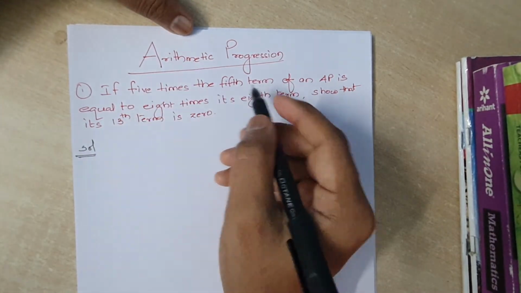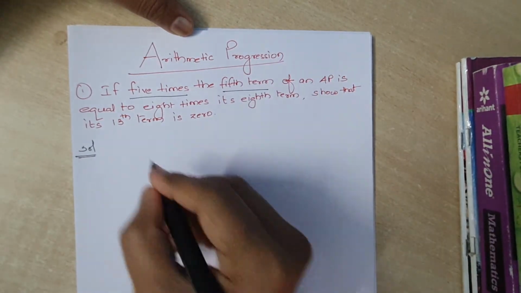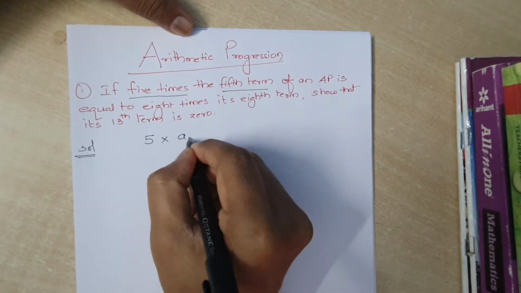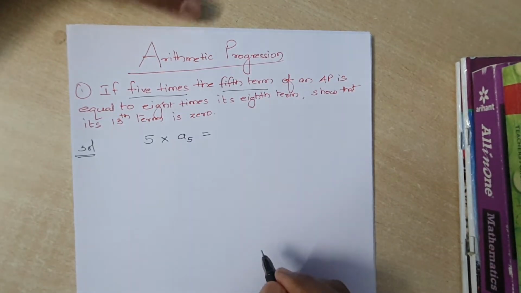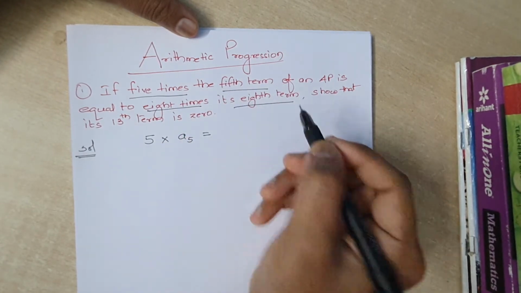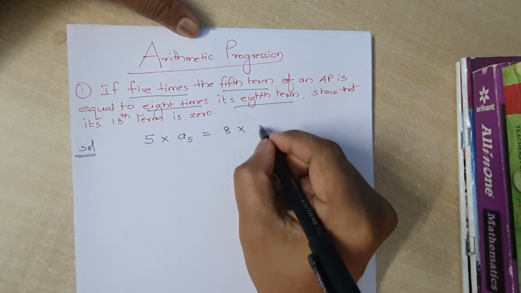5 times the fifth term, see here, 5 times the fifth term. So that means 5 into A5 is equal to 8 times its eighth term, that is, 8 times means 8 into the 8th term, A8.